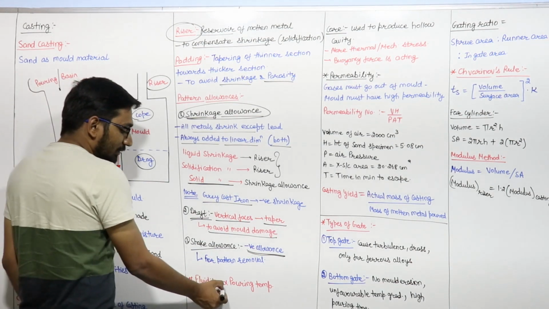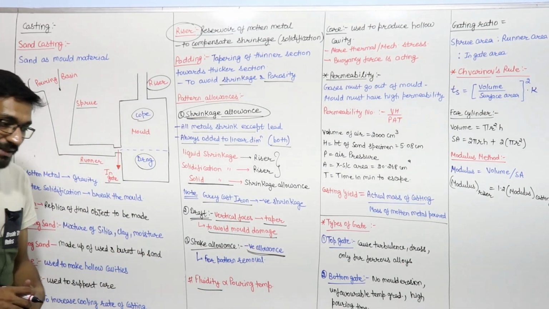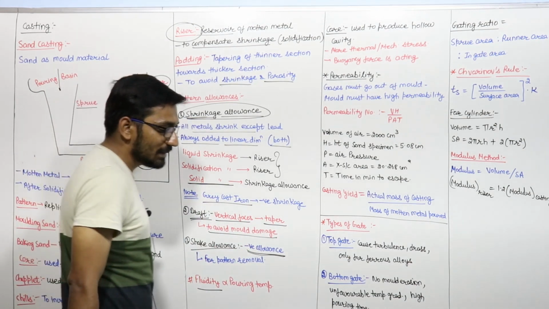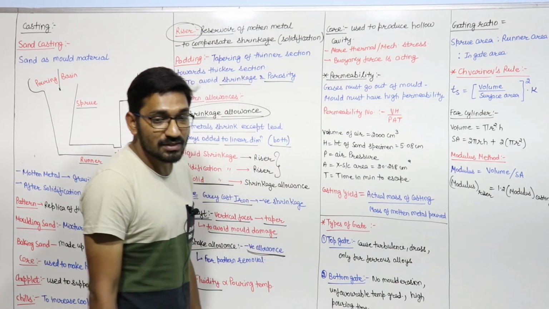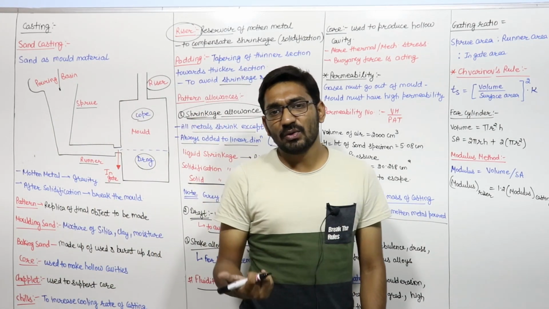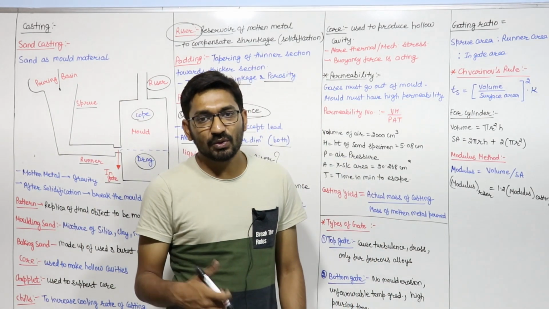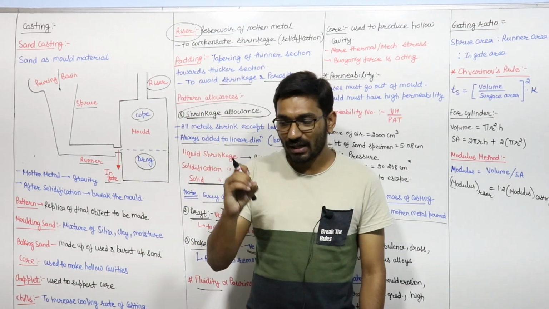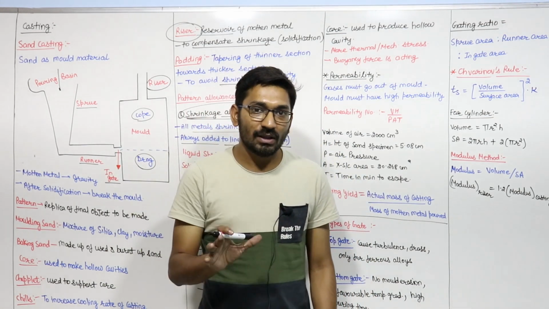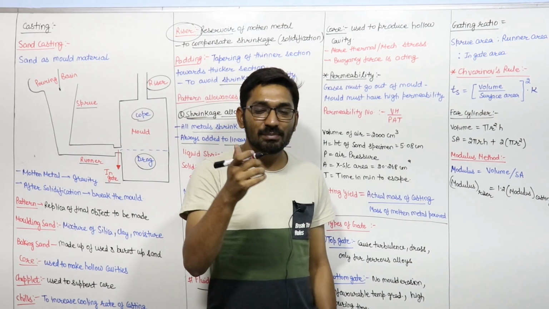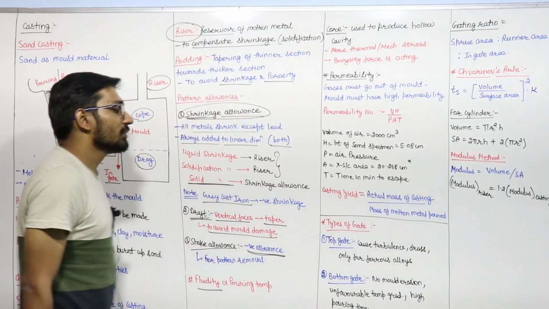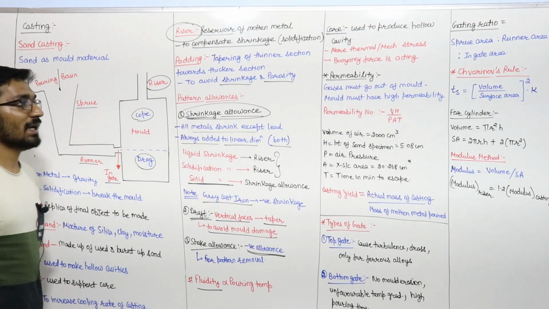Now there is a property of the molten metal, that is fluidity. Fluidity is the ability of the molten metal to flow, and it is directly proportional to the pouring temperature. If the pouring temperature is high, then the fluidity is high. But if the pouring temperature is so high that the fluidity is very high, the molten metal will not only fill the mold cavity, but also fill the pores in the mold. So we cannot increase the pouring temperature beyond a certain limit.